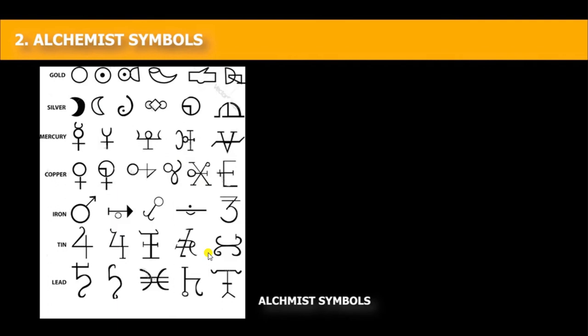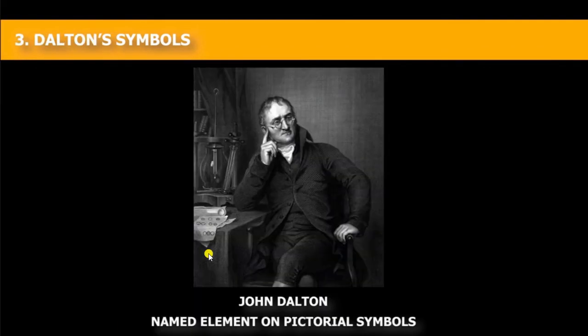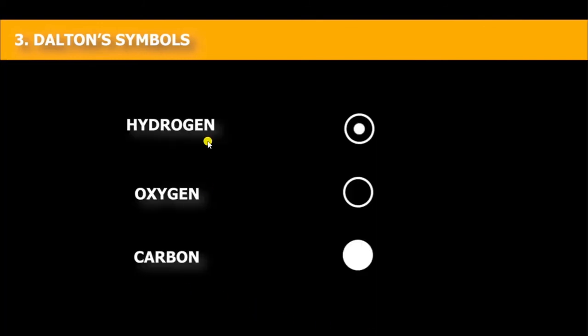So another system came into existence, that was the Dalton symbol. With the progress in science, scientists started discovering new types of elements, and in 1808 John Dalton named elements using pictorial symbols. So he started giving pictures: hydrogen was a circle with a dot in the middle, oxygen was the blank circle, and carbon was denoted by a shaded circle.